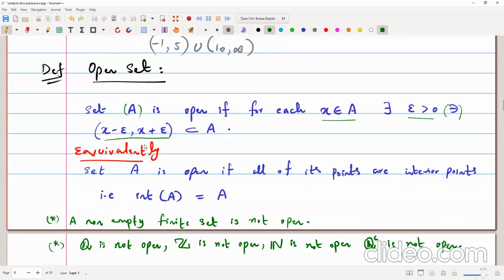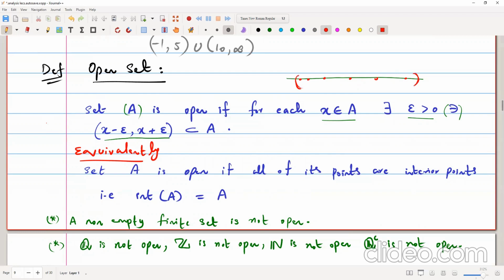So this definition is very much compatible with that definition, and it has a similar meaning. If we have a set A, we can take any point in this set A, for instance here, or anywhere, as long as it is inside the set, because now this is an interval.